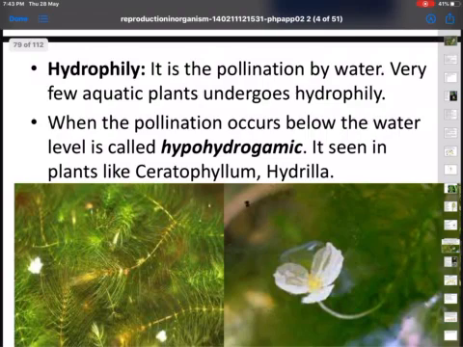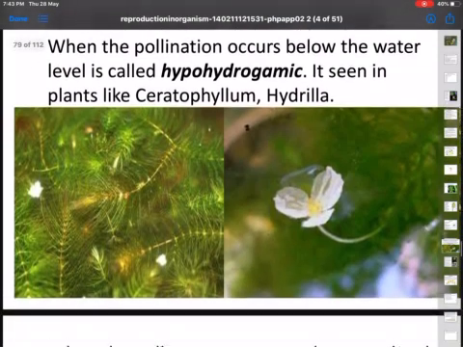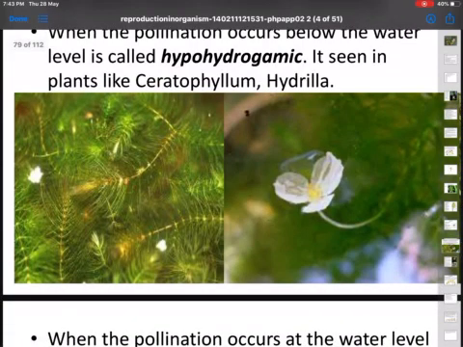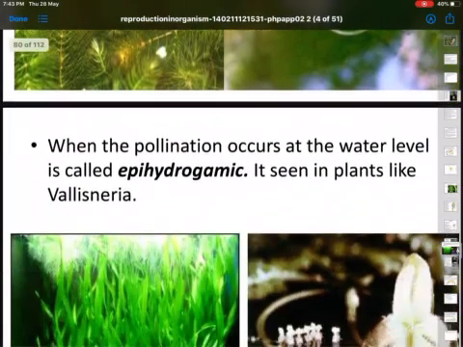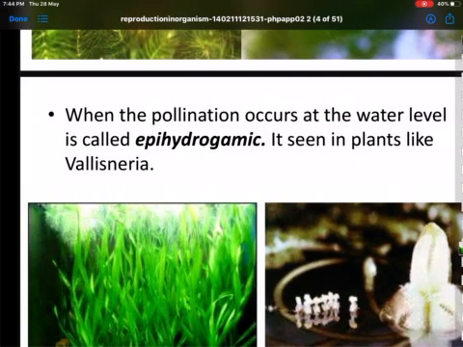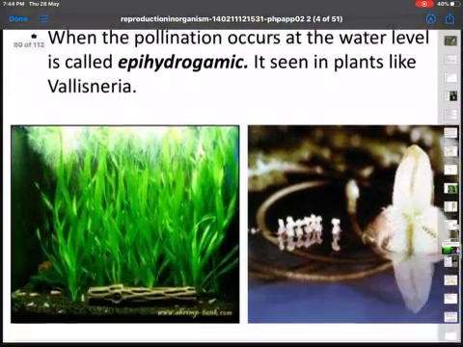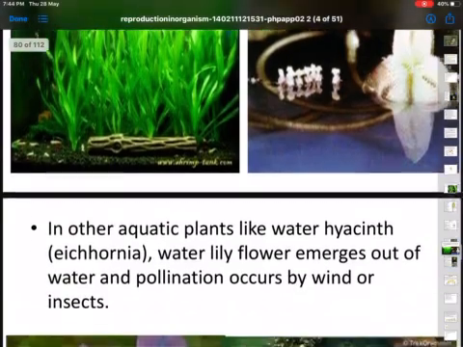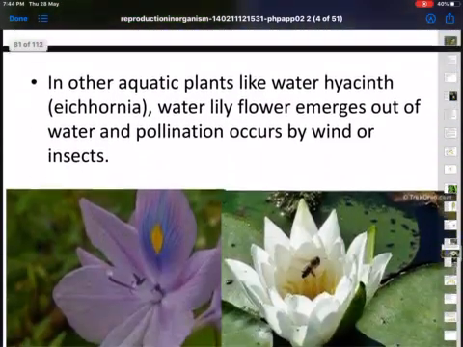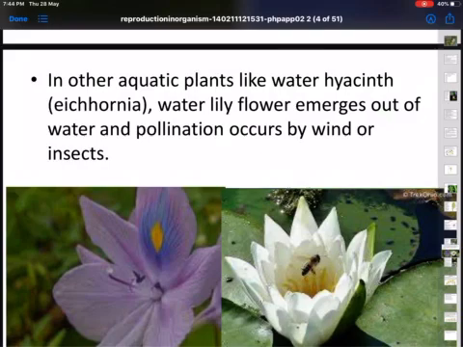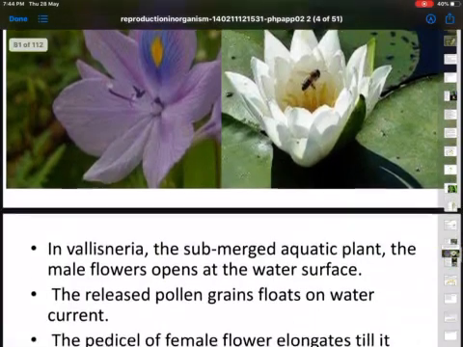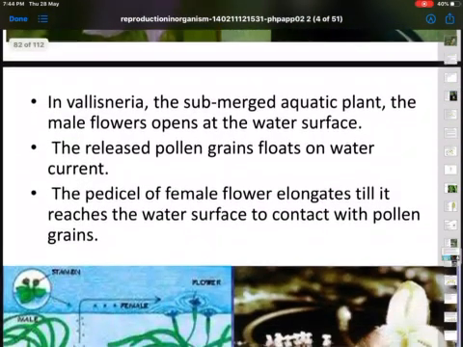Hydrophily is the pollination by water. As I said earlier, aquatic plants undergo hydrophily. When the pollination occurs below the water level, it is called hypohydrophily. It's seen in plants like Ceratophyllum, Hydrilla. When the pollination occurs at the water level, it is called epihydrophily. It's seen in plants like Vallisneria. These are all aquatic plants. In other aquatic plants like water hyacinth and water lily, the flower emerges out of water and pollination occurs by wind or insects, as you are seeing in the pictures.